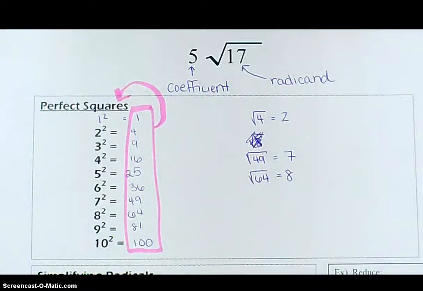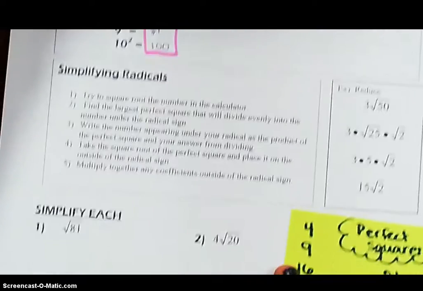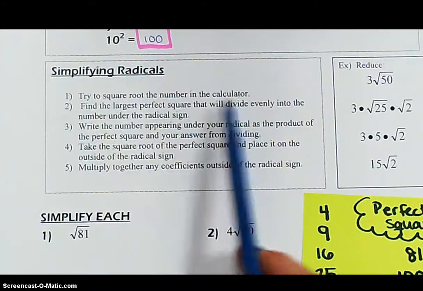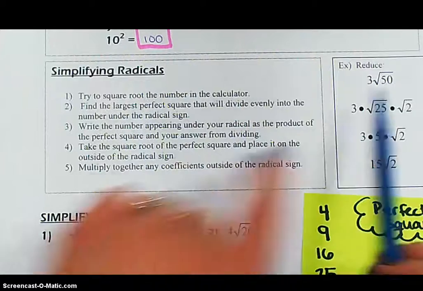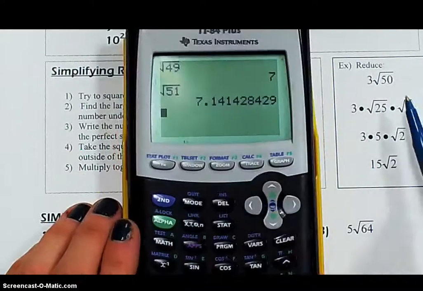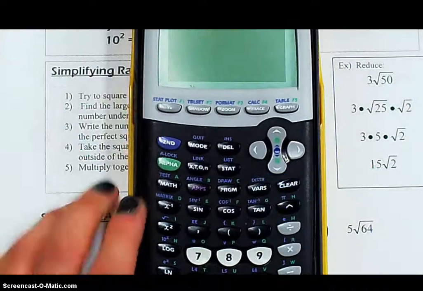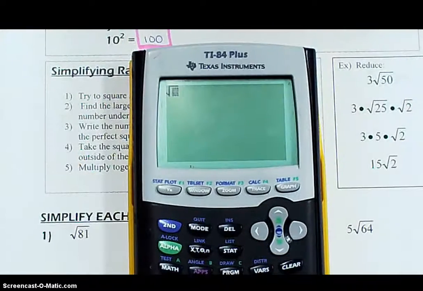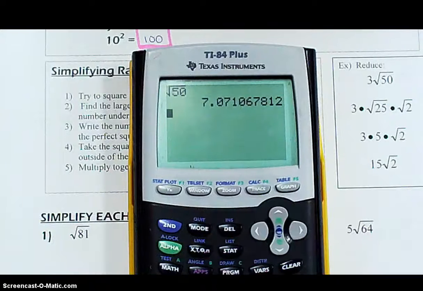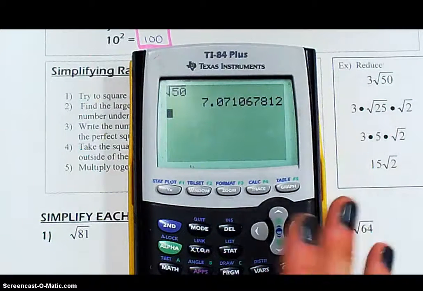All right, so we're going to use this idea of perfect squares to help us simplify our radicals. And here are your steps for simplifying. Number 1, we're going to try to square root our number in the calculator. If it works out to a whole number, we know our answer is a perfect square and you're done. If not, we're going to follow through these steps right here. So let's go over to this example here, and we can use that to help us out. So first, we're going to type it in the calculator to see if it works. So the square root of 50. So if I type in the square root of 50 and we hit enter, it's an irrational number. It goes all the way across and it will keep going on forever. So that means it's not a perfect square.